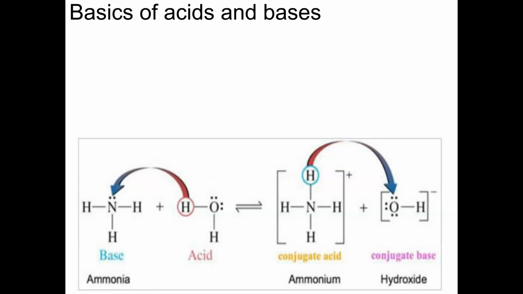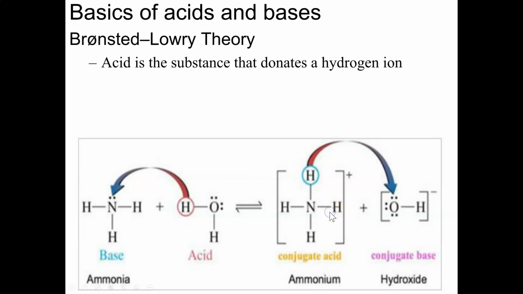Now there are different theories. There's Lewis theory, there's Arrhenius theory, but the main one we're going to focus our attention on is Bronsted-Lowry. This is how we're going to identify our acids and bases. The basic premise of this is that all you're focusing on is the movement of hydrogen. That's how you identify your acid and your base. Your acid is whatever substance donates a hydrogen.